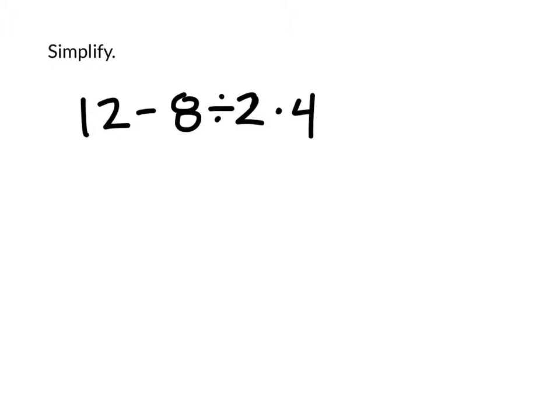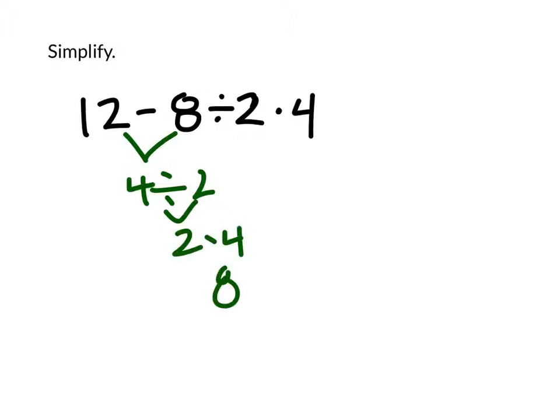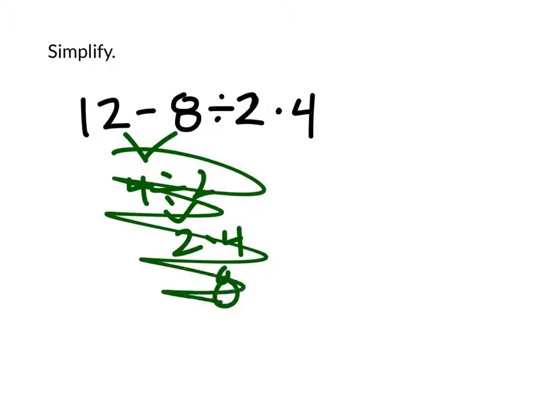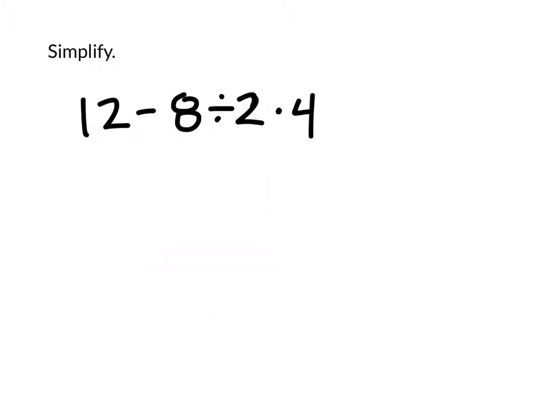So in this problem, our first instinct would just be to work from left to right. So 12 minus 8 would be 4. 4 divided by the 2 would be 2, and then multiply that by 4 and you get 8. But we don't want any of that, because that's out of the order of operations. That's just working straight left to right. That's not what we want to do, so definitely don't do that.